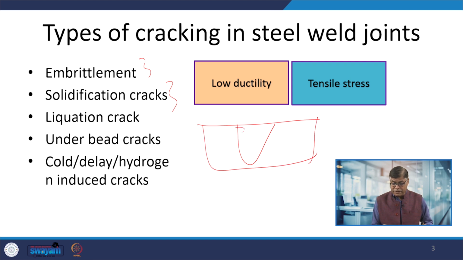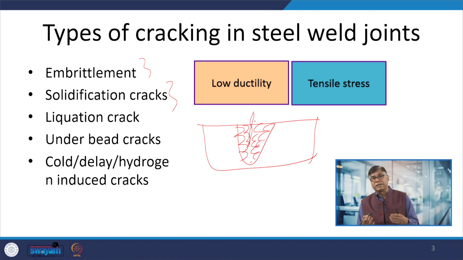Say, if there are impurities like phosphorus and sulfur in the weld zone, these will tend to get segregated at the weld center line, leading to the excessive presence of low melting point phases at the weld center line, which under the tensile residual stresses tend to crack.